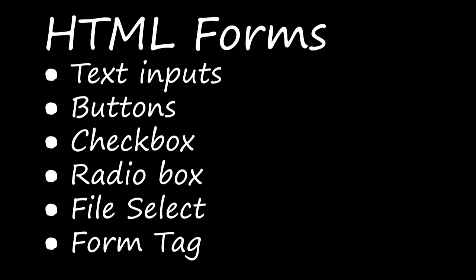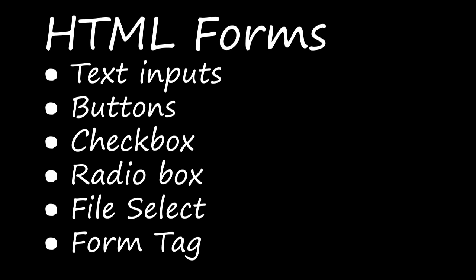Radio box is similar to the checkbox, but here you can select only one value. Checkbox means you can select more than one value, 2 values or 3 values, but radio button means only one value you can select. If you select the other one, the first selected will be unchecked, and only the last option you select will be valid. And next one is file select.